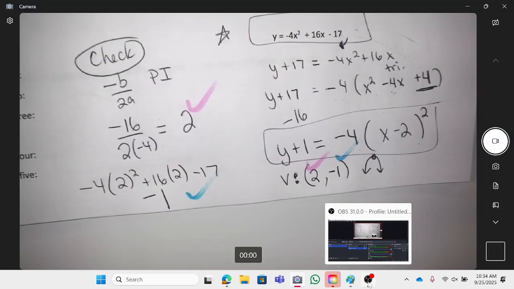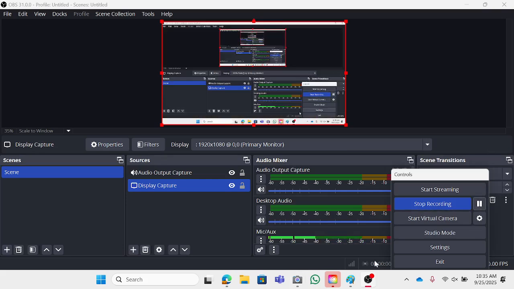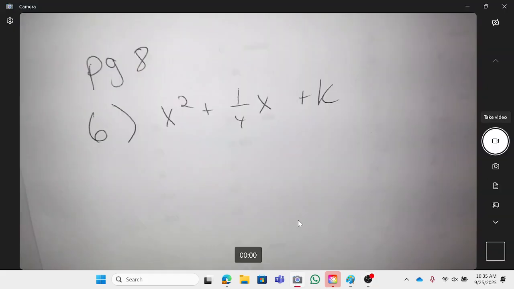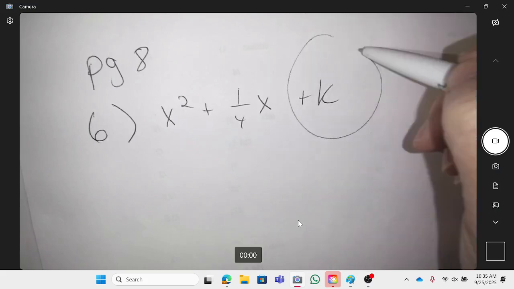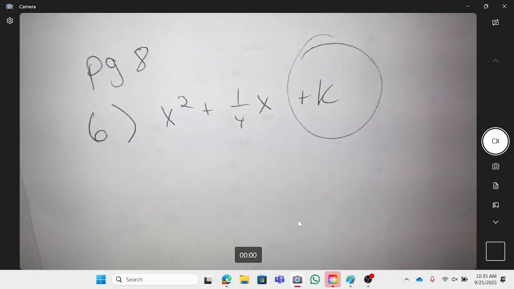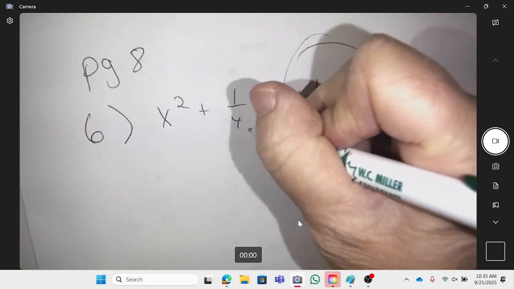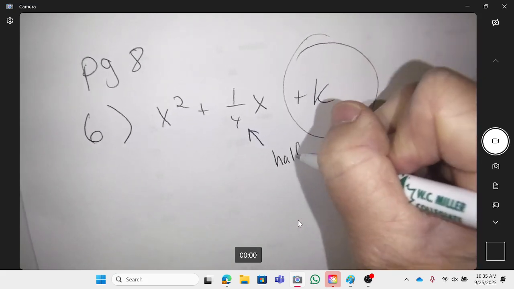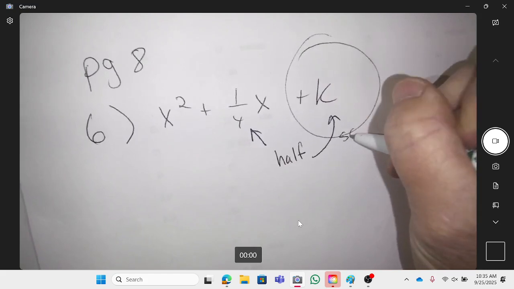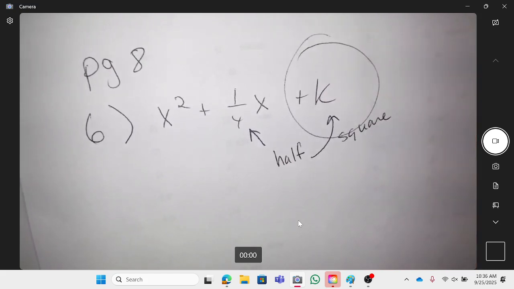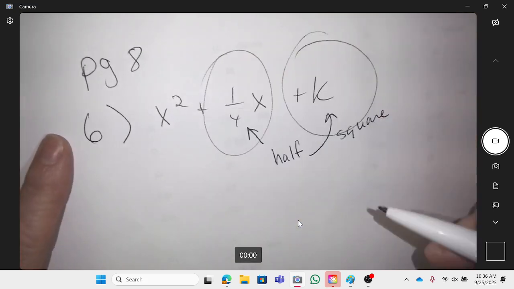Okay, flip to your work booklets. Page 8, question 6. So this question just says what goes there at the end. So what's the whole process? Take half of that, then square it. That's all I want. Take the half and square it and figure out what was there. Don't touch the calculator. Okay, ready?